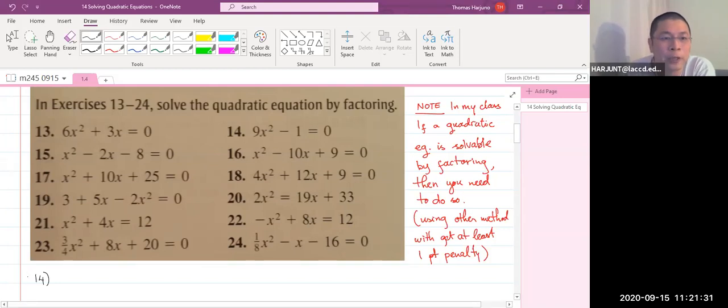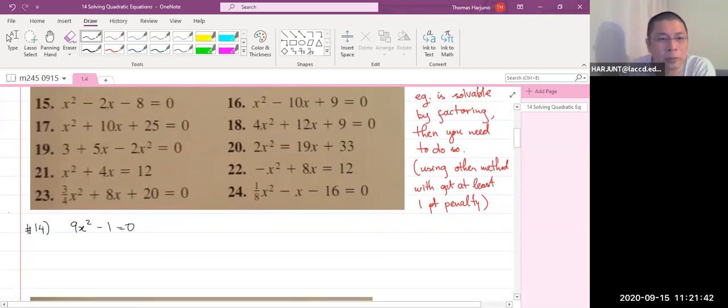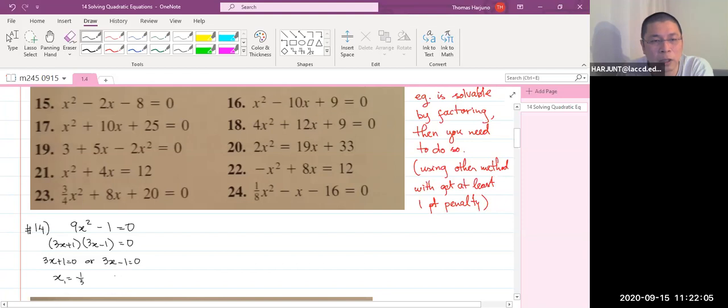Now, number 14: 9x squared minus 1 equals 0. If you try to use the quadratic formula here, you will spend too much time unnecessarily because you can just factor it. This is 3x plus 1 times 3x minus 1 equals 0. So 3x plus 1 equals 0, or 3x minus 1 equals 0. So x1 is negative 1/3, x2 is 1/3.